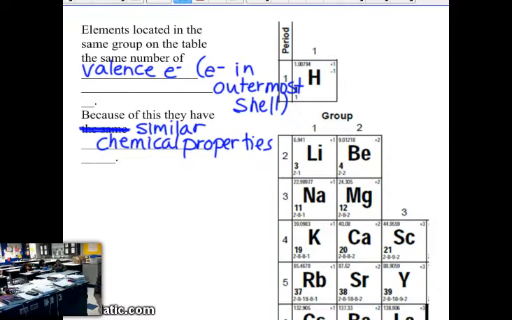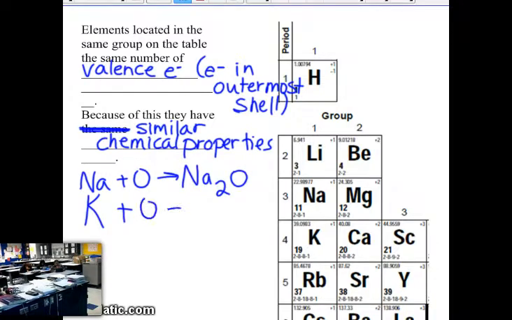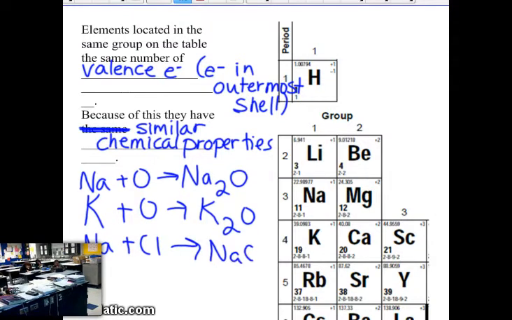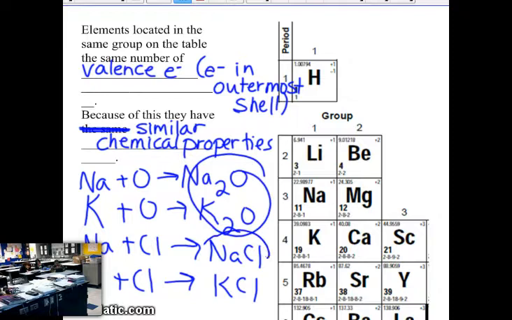For example, when Na combines with O, it has the formula Na2O. When K combines with O, it has the formula K2O. When Na combines with Cl, it has the formula NaCl. And when K combines with Cl, it has the formula KCl. So these have what we call the same oxide formula and the same chloride formula, okay?